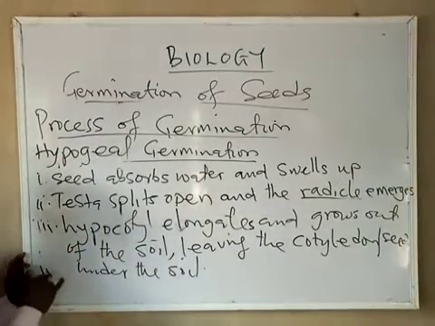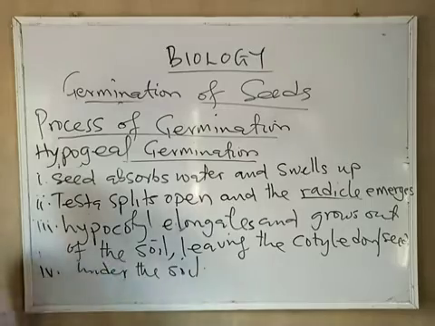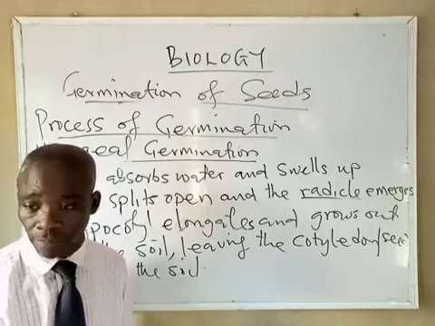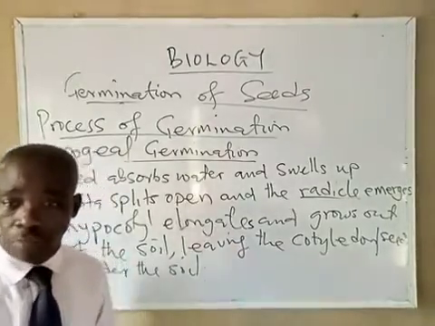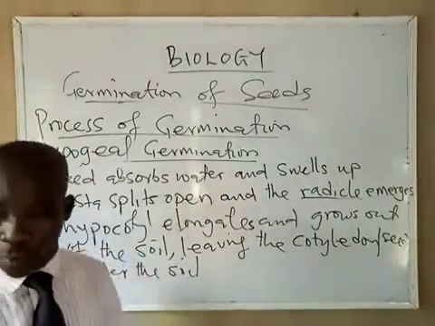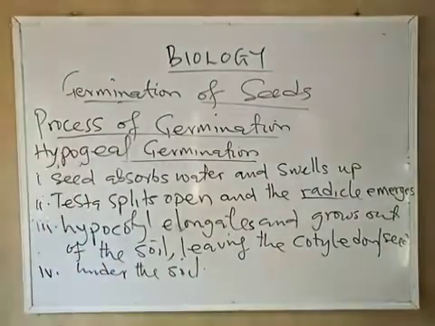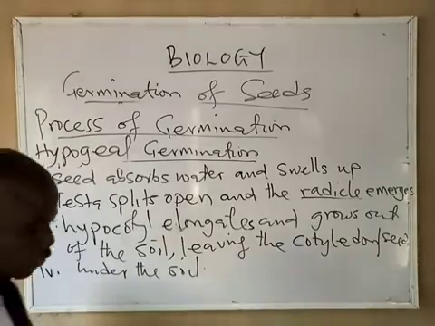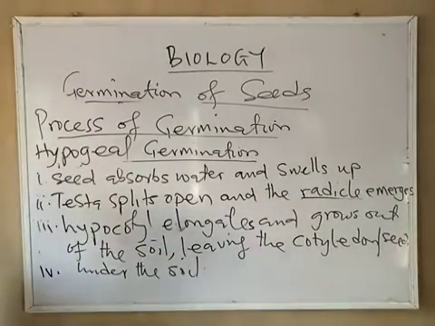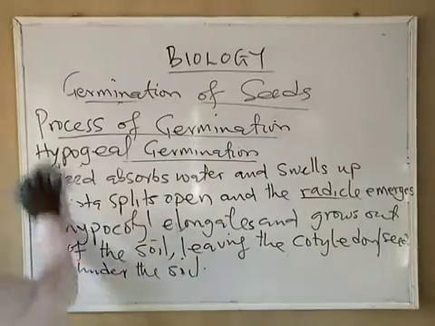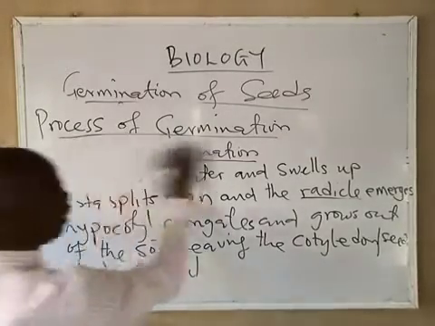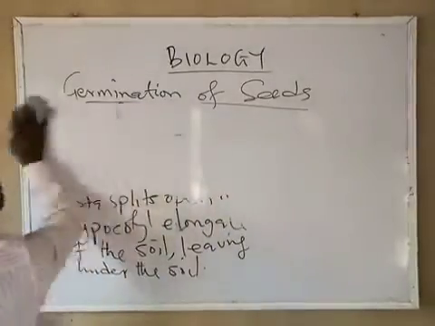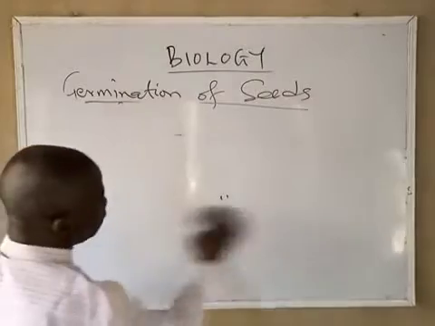And then, fourthly, the plumule develops a green shoot system, which allows photosynthesis to take place, and the plant grows on from there. Those are the two main types of germination and the description of the process of germination. Let's now note that for the two types of germination, there are specific plants that carry out each type.